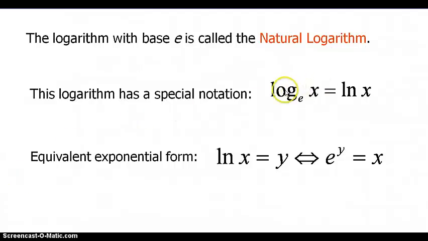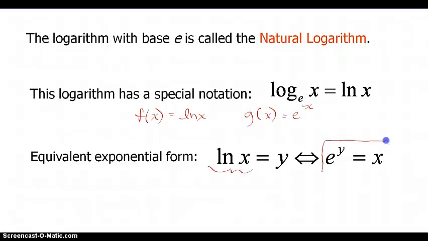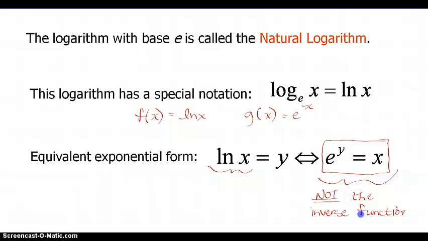All right, so remember I told you not only do we have functions that are inverses of each other. Here are two functions that are inverses of each other. We saw this when we did our pre-calculus work. But every logarithm has an equivalent exponential form. Put this really big in your notes, this is not the inverse function. This is completely not the inverse function. This is an equivalent form of the logarithm.